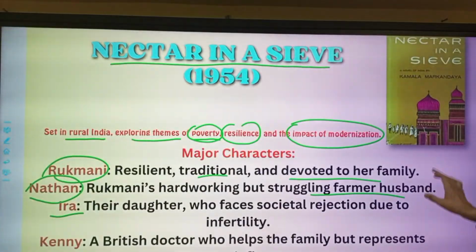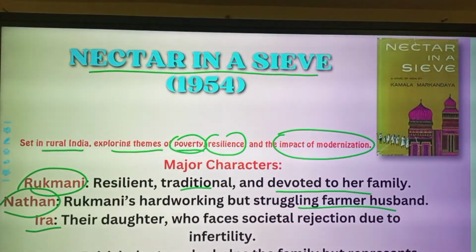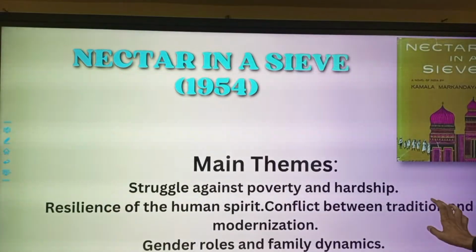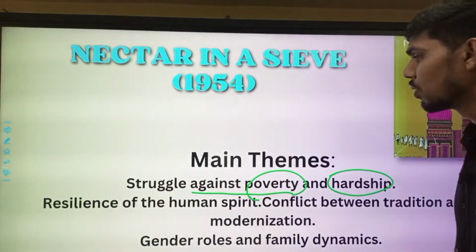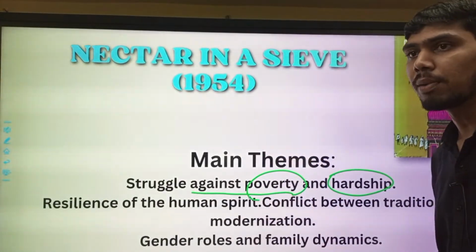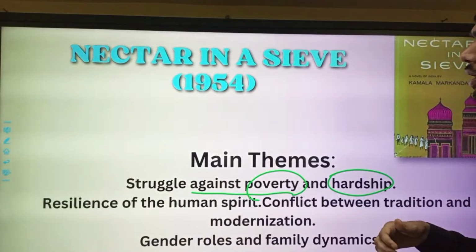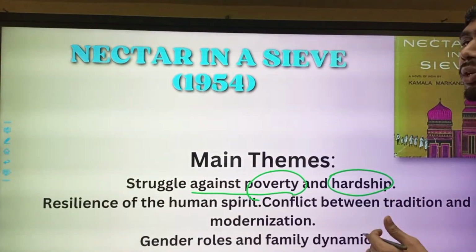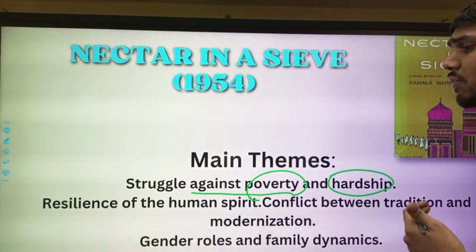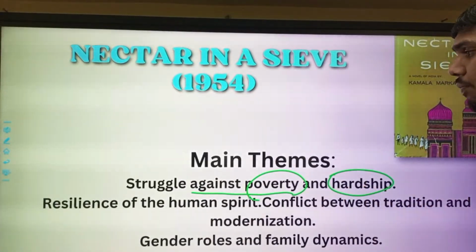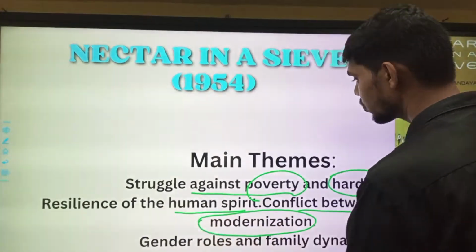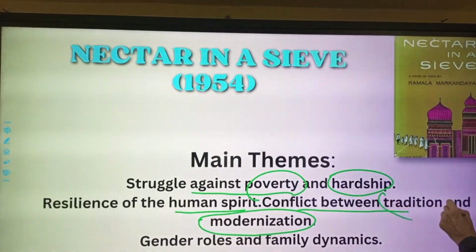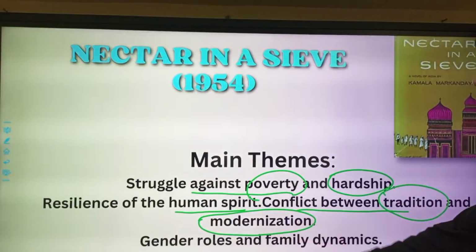So look at the cover picture of this book, Nectar in a Sea by Kamala Markandaya. Here the main theme is struggle against poverty and hardship. Nathan and Rukmani belong to a poor family, so they are trying very hard to get out of the situation, to save their family life, to stay connected to the people of their family, but they could not succeed in their life. The other themes are the human spirit, the conflict between tradition and modernization, and conflict in gender roles and family dynamics.